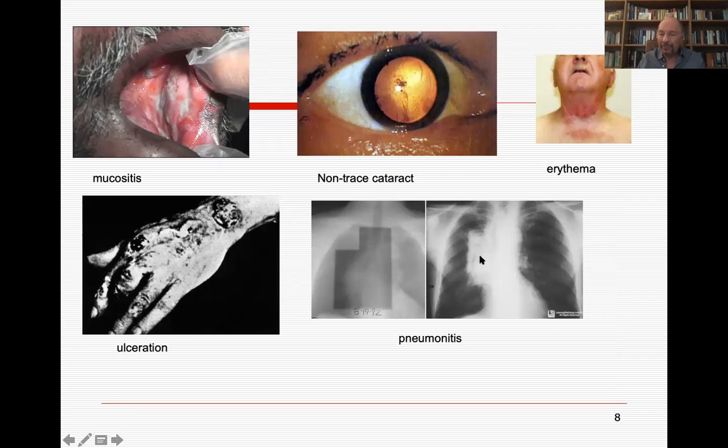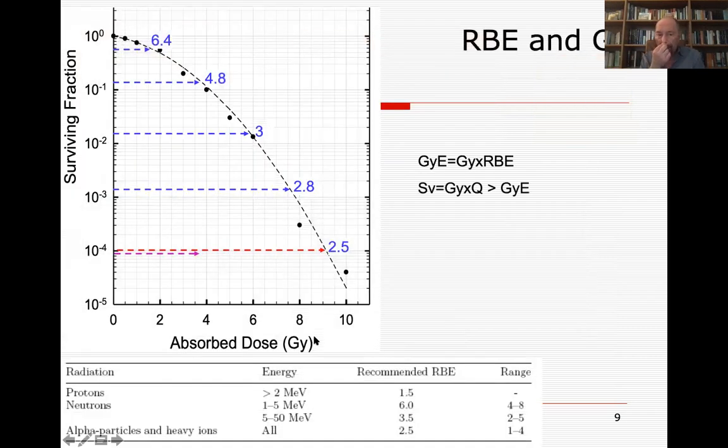You see that really matches the radiation field. So this is obviously radiation-induced pneumonitis. Now, I told you that we can define an RBE. And I also told you that, of course, the problem is that the RBE is always dependent on the level where you define the RBE.